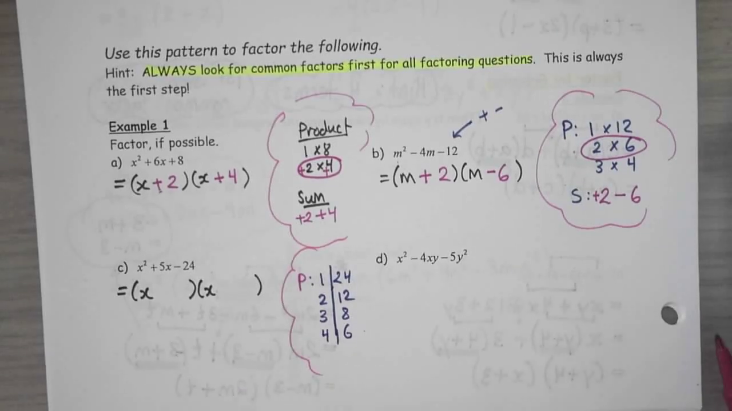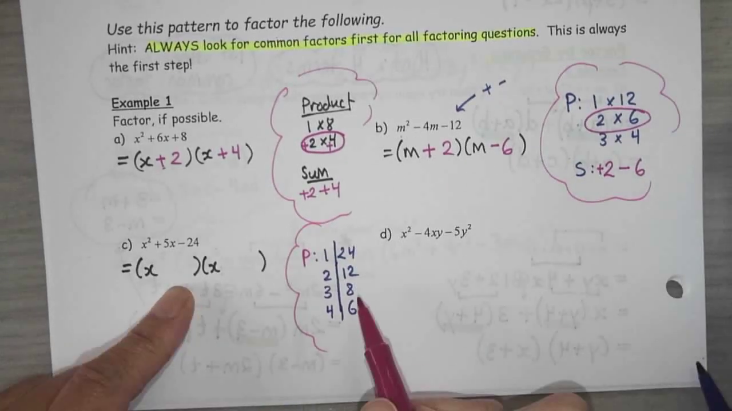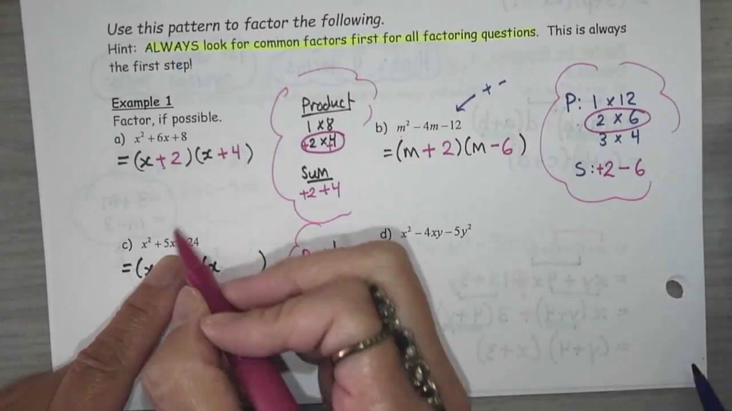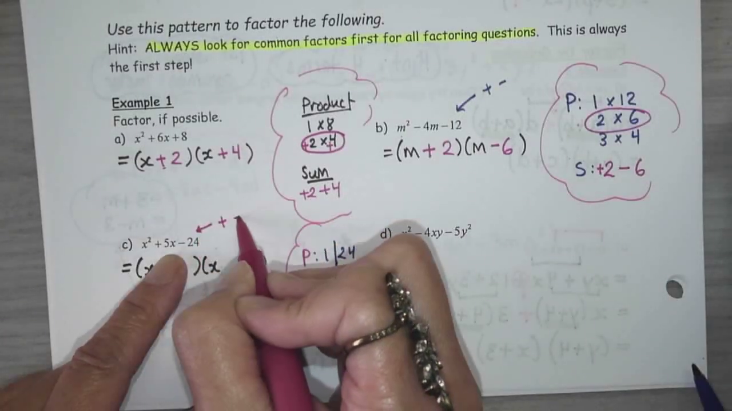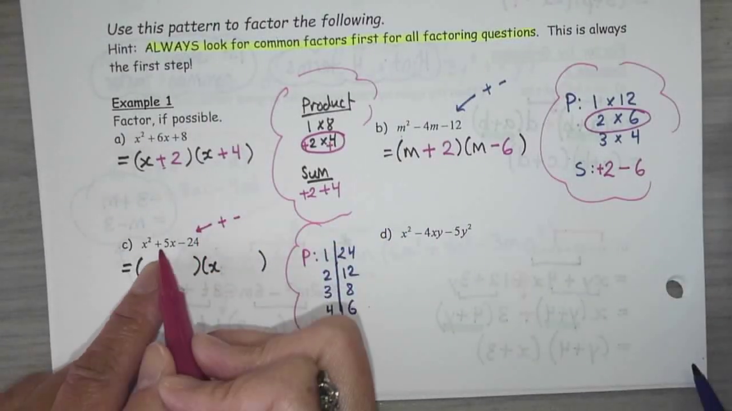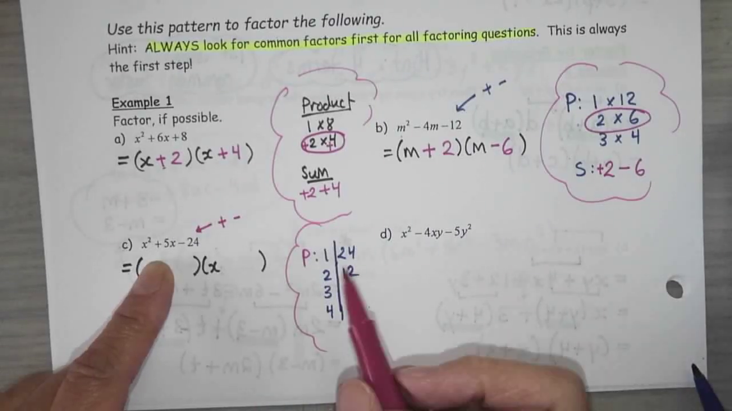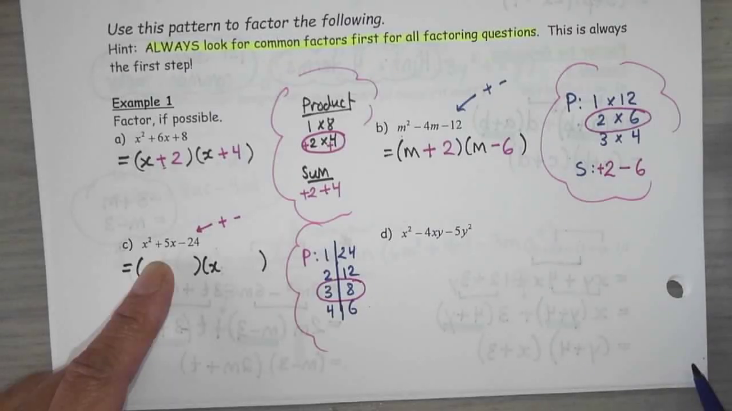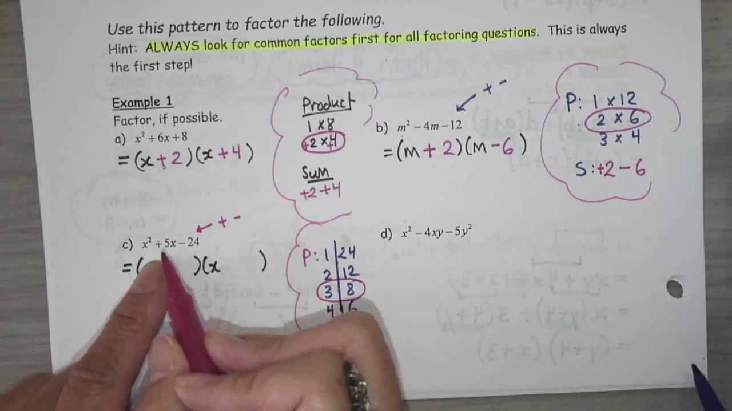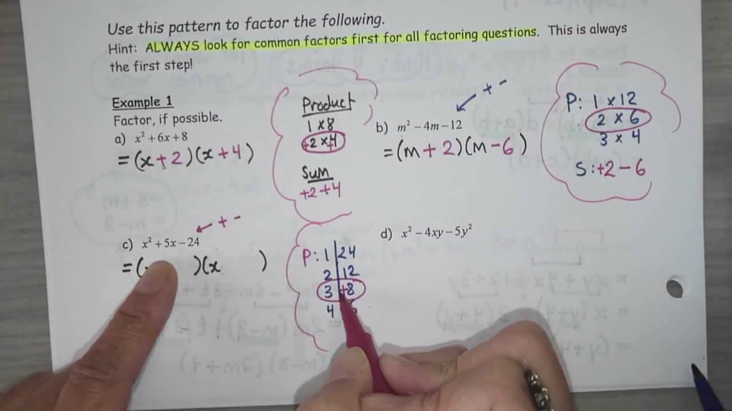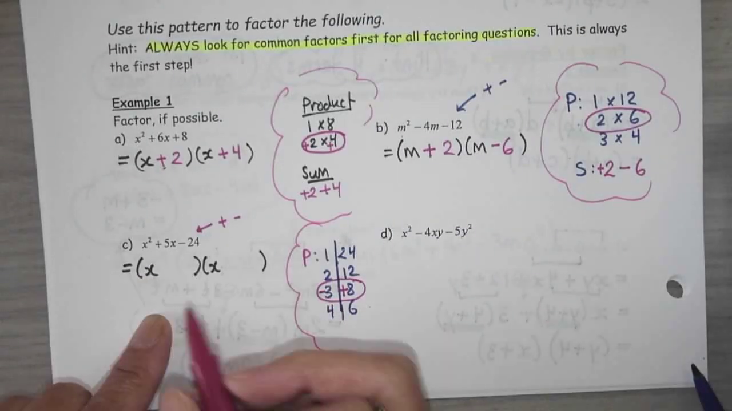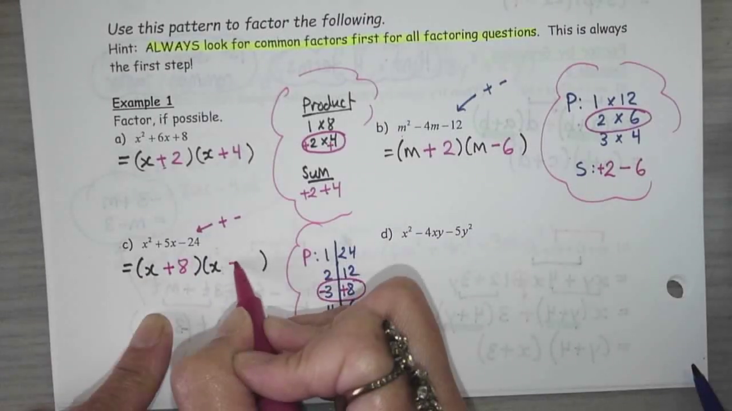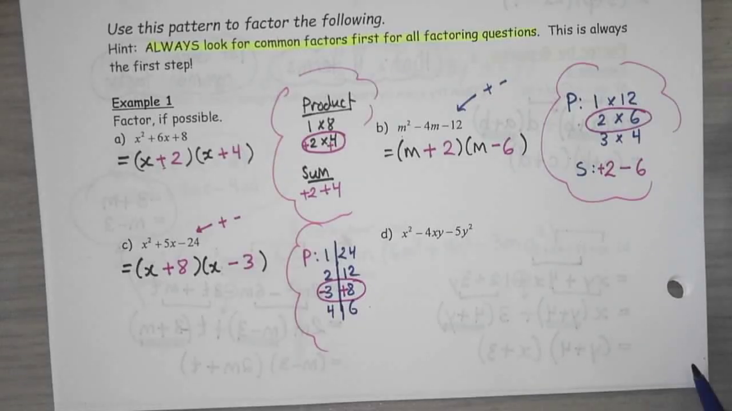You can list it. Then my sum has to be which two of these, knowing from here that I have a positive and a negative, to add to a positive 5. So the only one that will add to a positive 5 is this one, my product, as long as it's a positive 8 and a negative 3. So then you go positive 8 and a minus 3, and that's it.